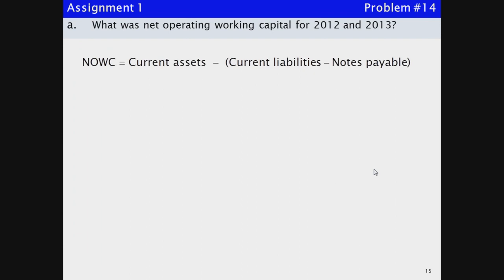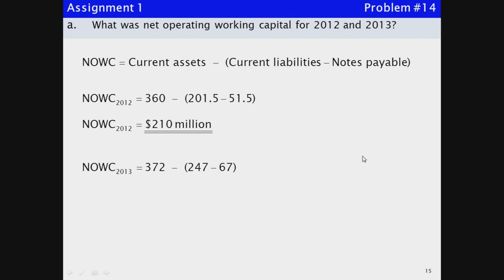We know the calculations. We're just repeating what we did in problem 12, so I'm going to move a little briefly. You can slow it down and work this and check your numbers as we go. I get net operating working capital of $210 million in 2012, $192 million in 2013. We can see that it actually decreased, not increased.